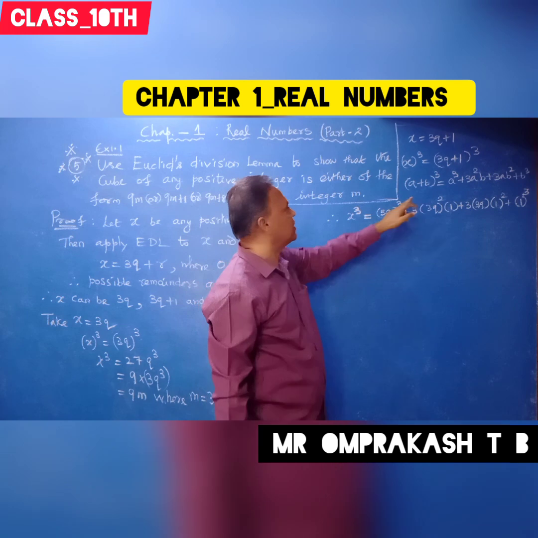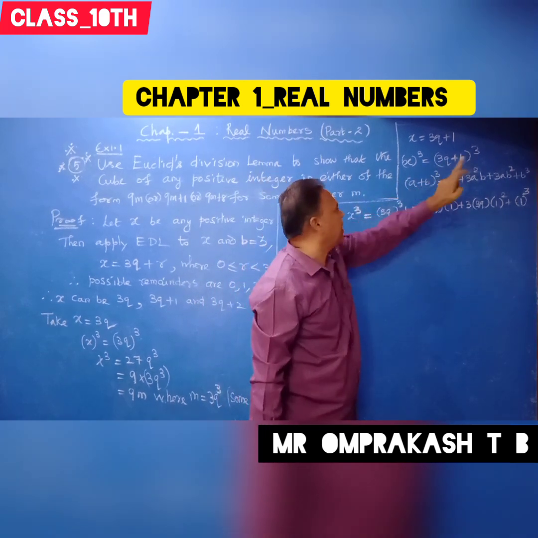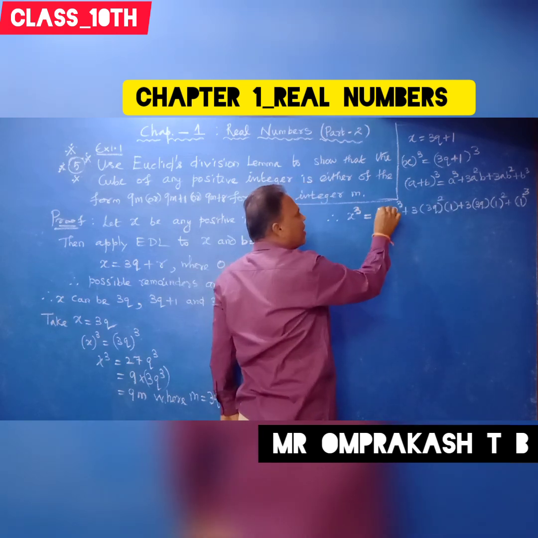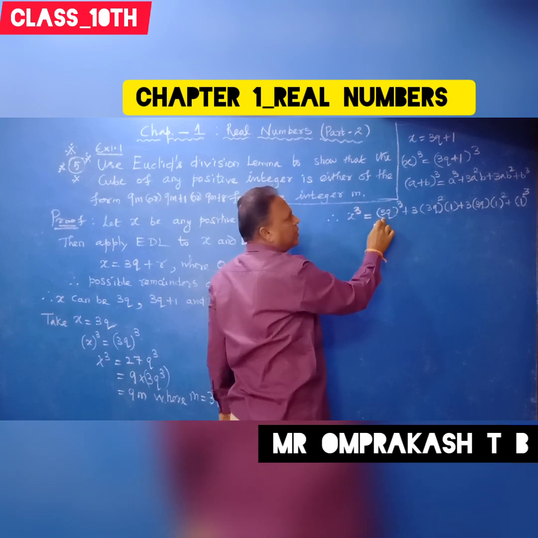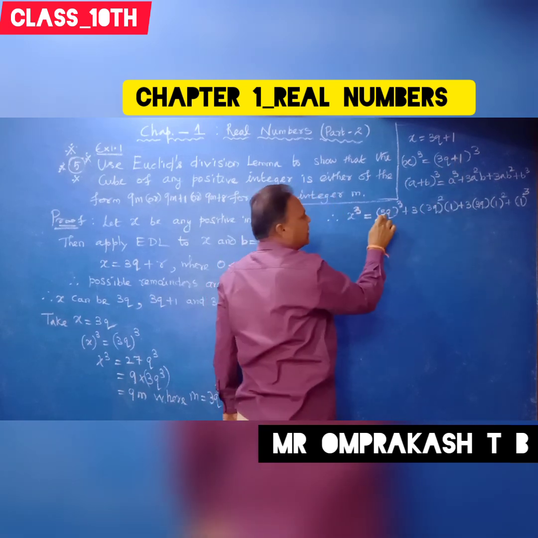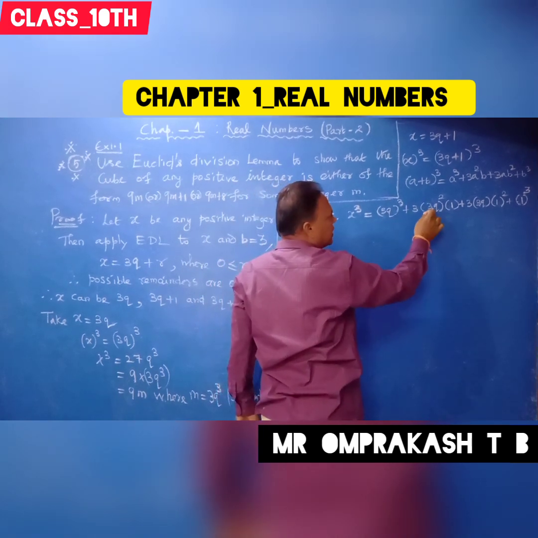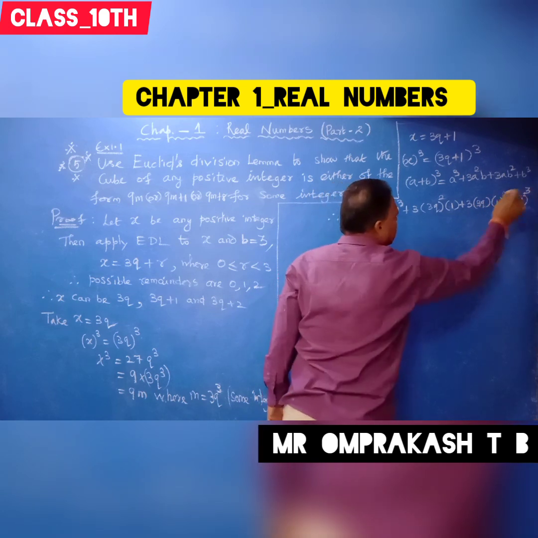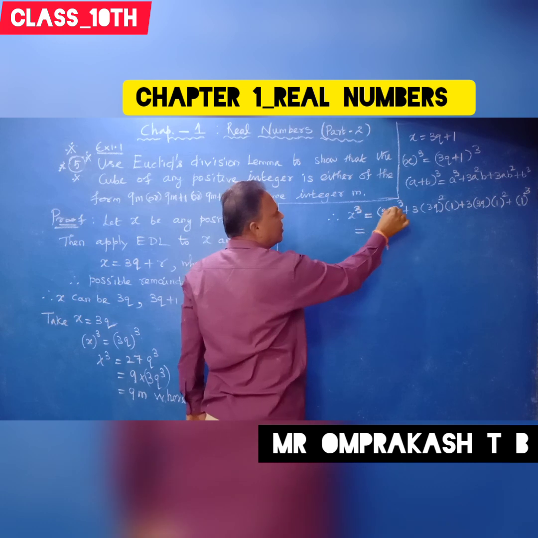Now you just replace. Here a is 3q, and b is 1, so replace it. Put the brackets and replace, clear? Brackets are very important. Put the a value in the bracket, that means 3q whole cube plus 3 into 3q square into 1 plus 3 into 3q into 1 square plus 1 cube. Now you simplify this, what will happen?